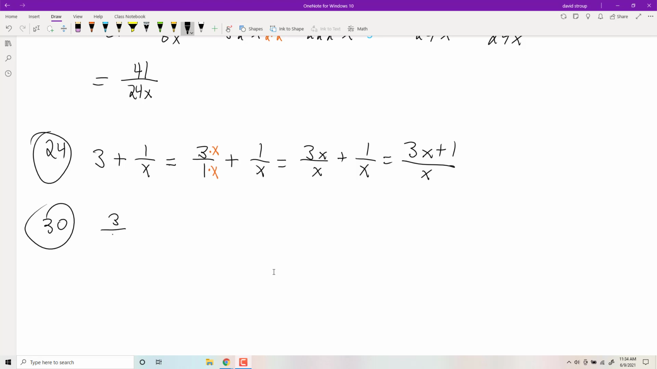Number 30. Okay, you got 3 over x plus 4 over x minus 6. They're already factored. The first denominator needs a factor of x minus 6, so I'm going to multiply top and bottom by x minus 6. The second fraction needs to be multiplied in top and bottom by x. Okay, and then we'll have our LCD.